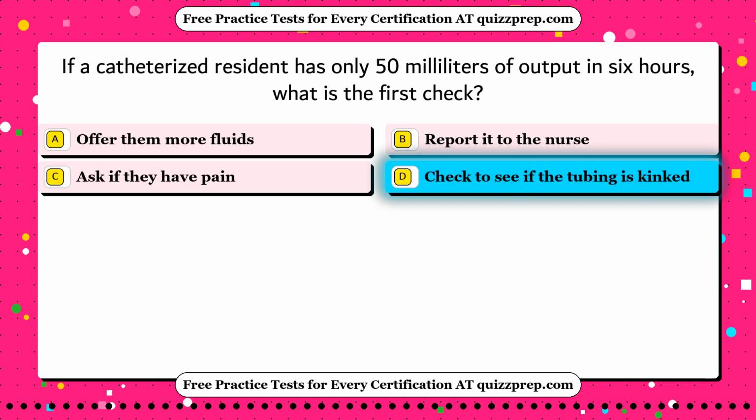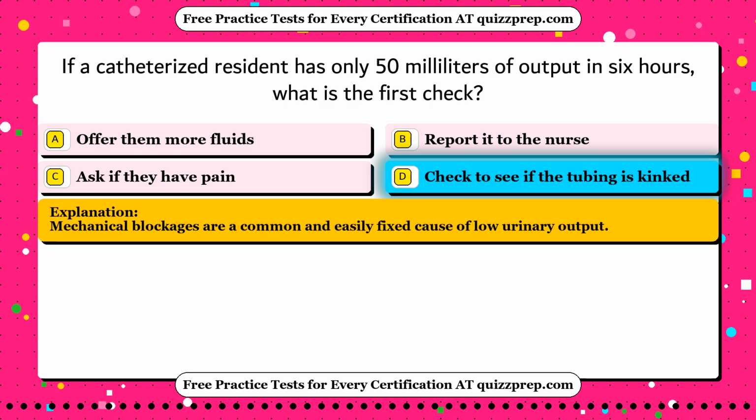The correct answer is option D, check to see if the tubing is kinked. Mechanical blockages are a common and easily fixed cause of low urinary output.